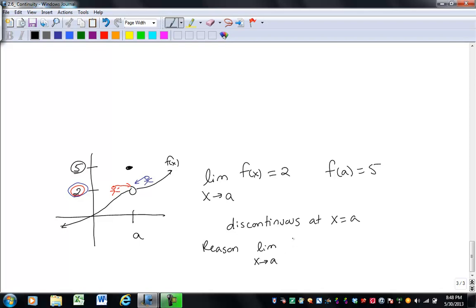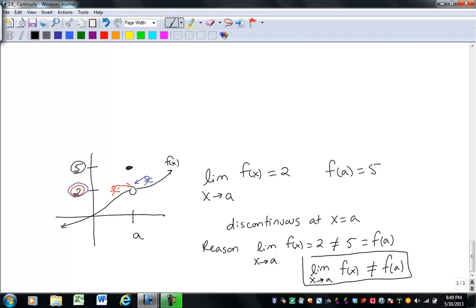The limit of f of x as x approaches a is 2, and that doesn't equal 5, which is the y value. Or the limit as x approaches a of f of x doesn't equal f of a. Notice it passes the first two conditions. There's a y value, it's 5. There's a limit, it's 2. So it didn't have any problems with the first two conditions. It's the third condition that failed here. The limit and the y value weren't the same. So there's a hole and the point is shaded elsewhere. But this is an example of a graph where the limit and the y value aren't equal, and that's how it fails the continuity condition.